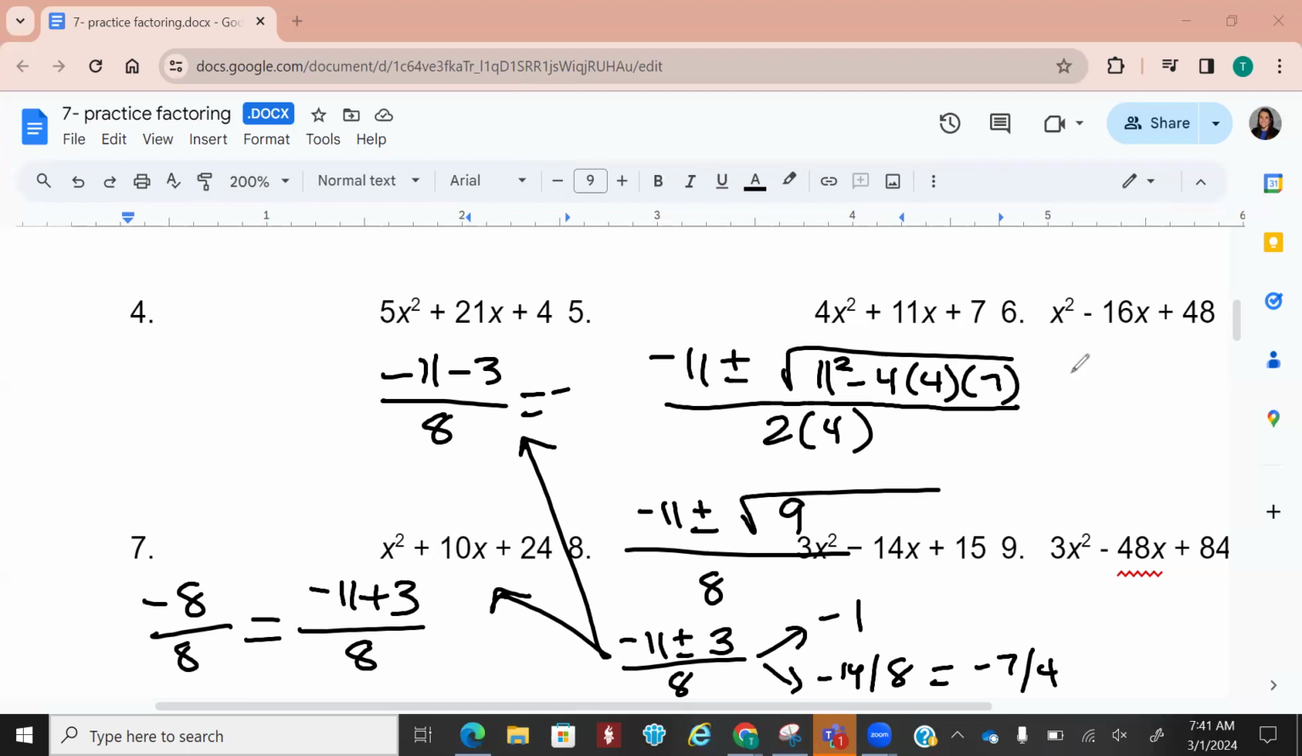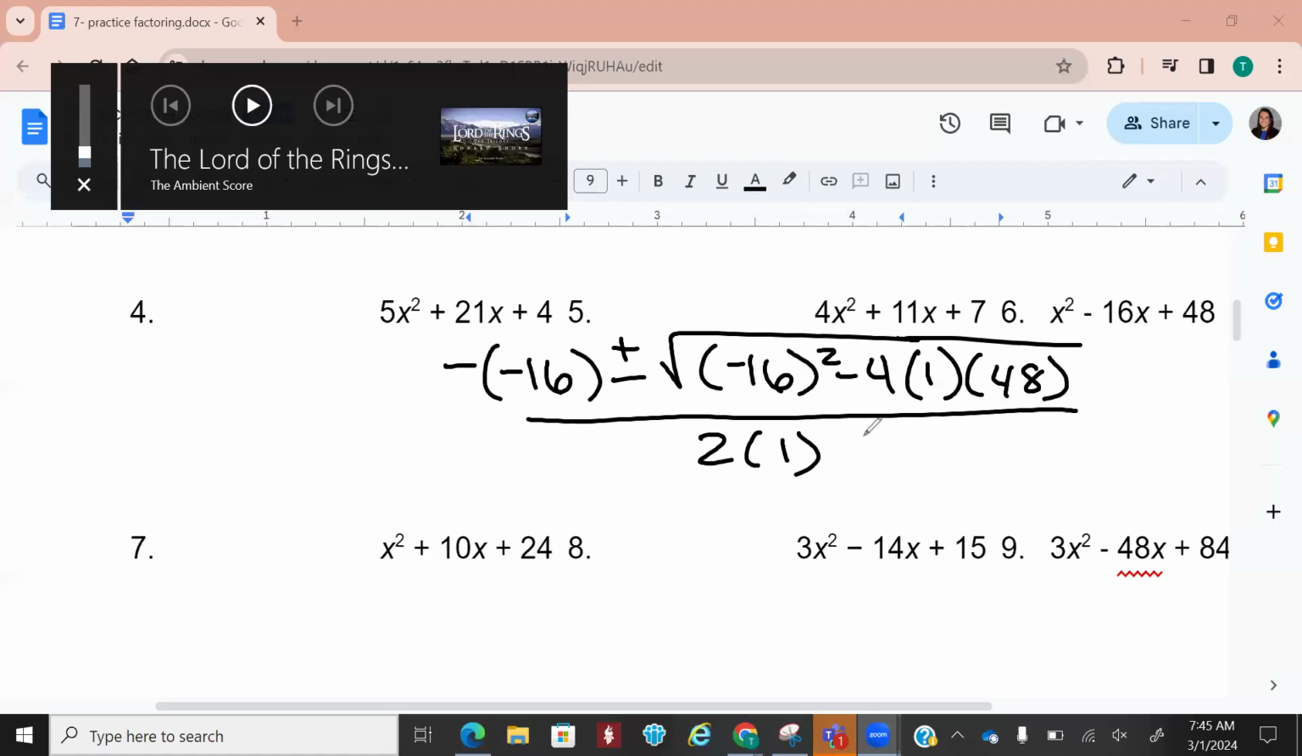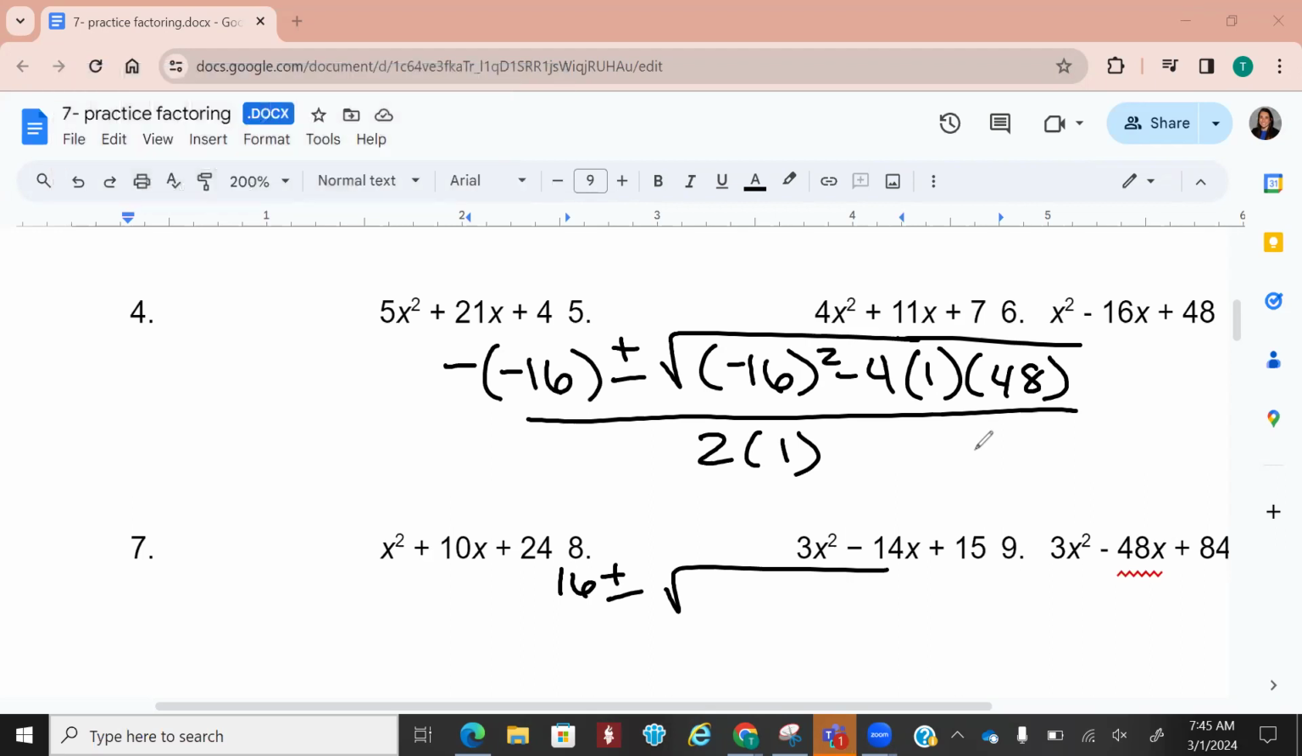Okay, let's try one more. Number 6. Okay. So you should have plugged it in like this. That's going to make positive 16 on the outside. On the inside, when you type this in, what'd you get? 64? I got 64. Over 2. Okay, when we took the square root of 64, we got 8.